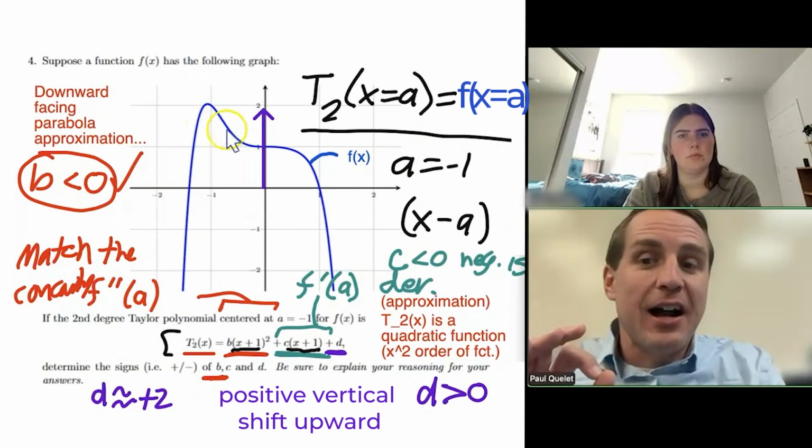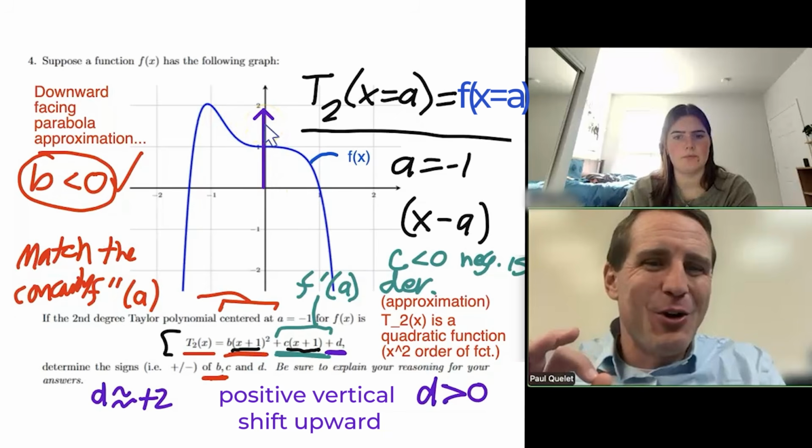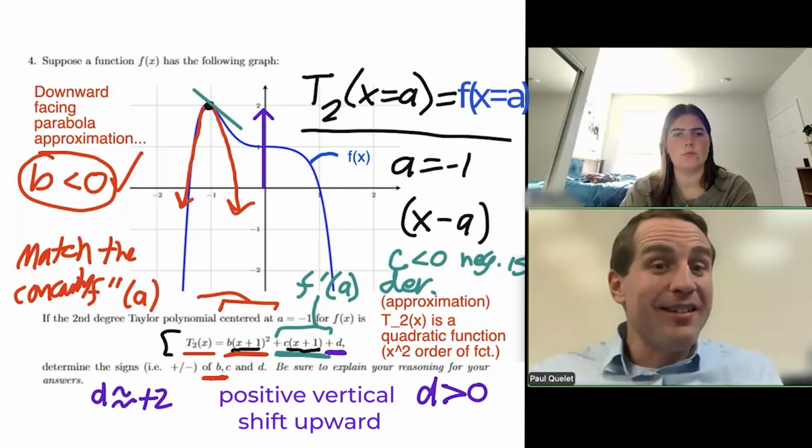You see it's concave down, so b is negative. It's a negative first derivative, so c is negative. It got shifted upward, so I think that d should be positive because it's a positive vertical shift. Okay, I think that's it.